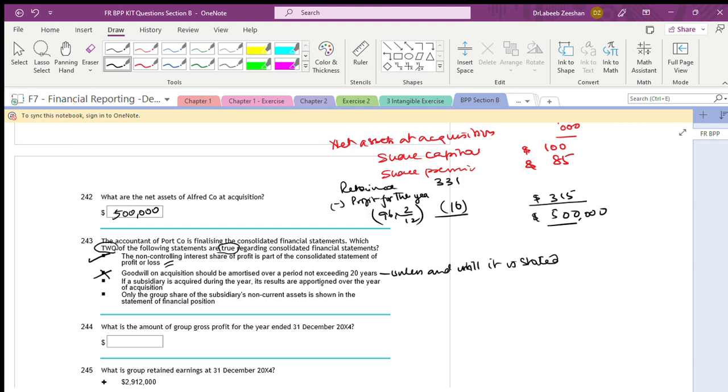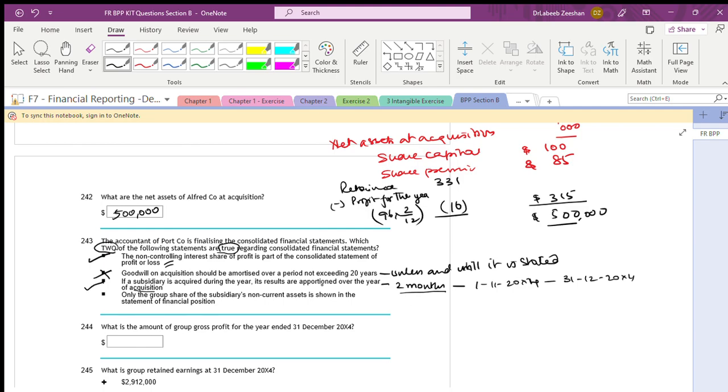If a subsidiary is acquired during the year, its results are apportioned over the year. See what we have done here: we have apportioned for 2 months. This is where they will test us, the theoretical concept and its application. If it was acquired in 2004 and we are preparing accounts on 31st December 2004, how many months are we taking into consideration? 2 months.